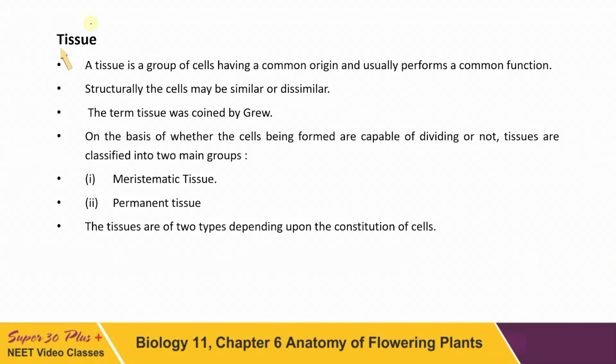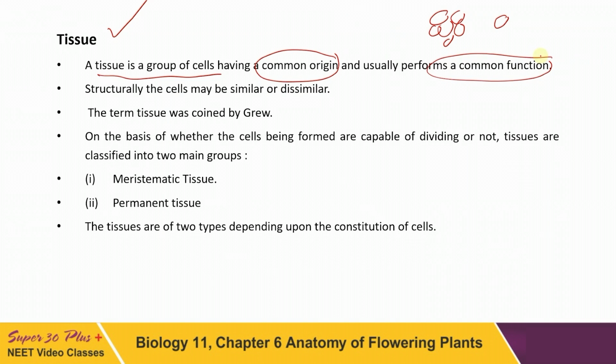Then you come to tissues. Plants and animals are made up of cells. A group of cells will be known as tissue. We define tissue as a group of cells having common origin. Important point, they perform similar functions. Structurally they may be similar or dissimilar. These are the important 4 characteristics. That question came many times.